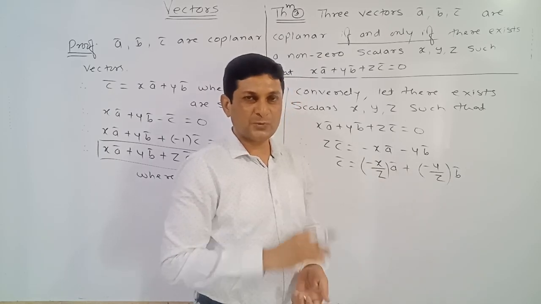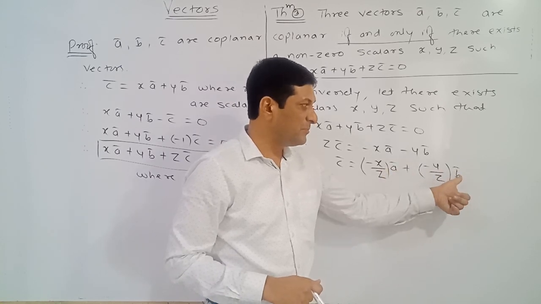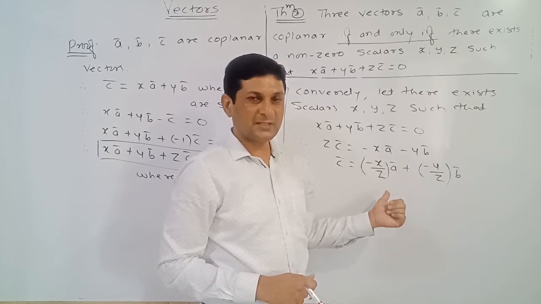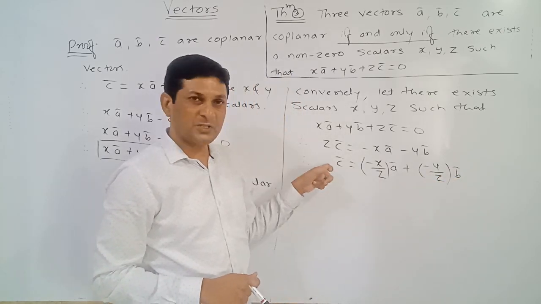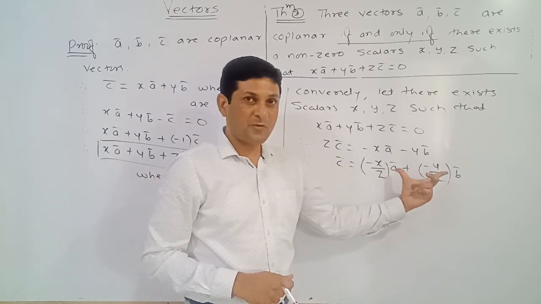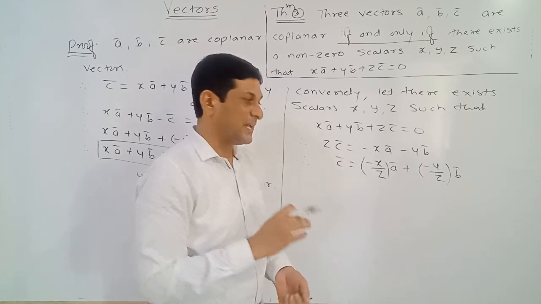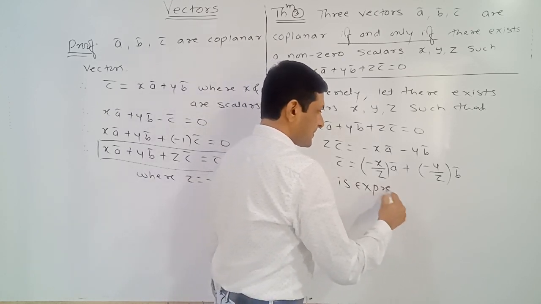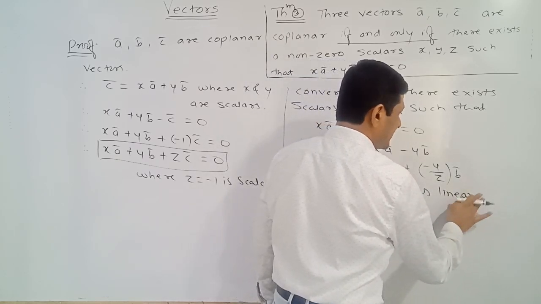Now if you observe this expression, the right hand side is in the form of a linear combination of a bar and b bar, because these are nothing but scalars. Division of two scalars is again a scalar. So this side is nothing but a linear combination of a bar and b bar. And by this linear combination, which vector is expressed? C bar. And we know that if one vector is expressed as a linear combination of the other two vectors, then our result says that these three vectors are what? Coplanar. So here we can say that therefore C bar is expressed as a linear combination.